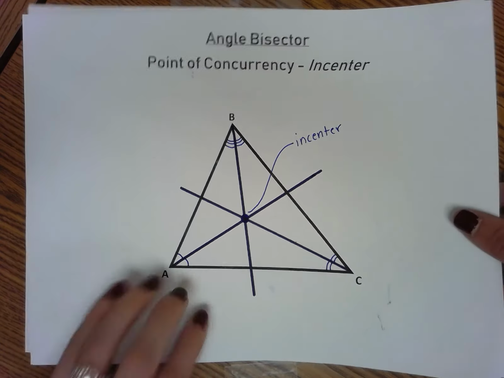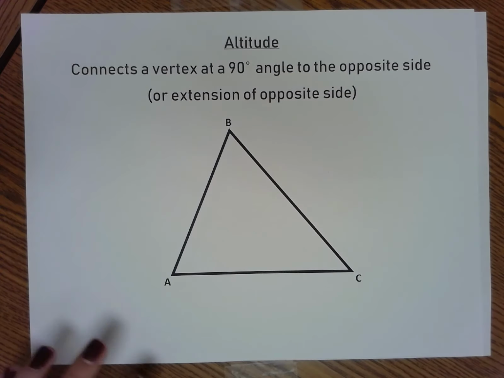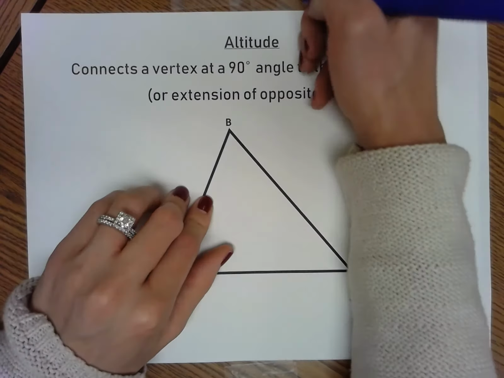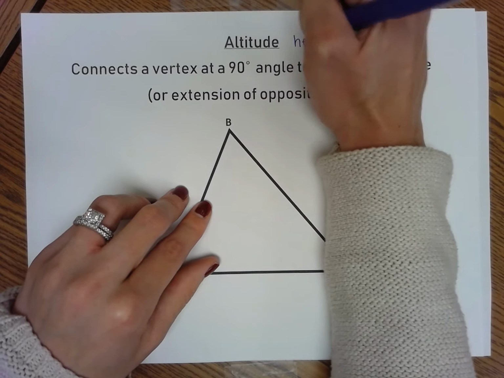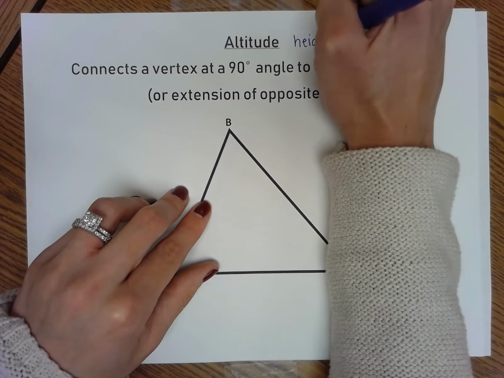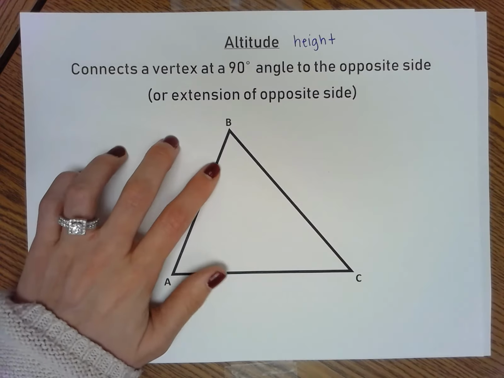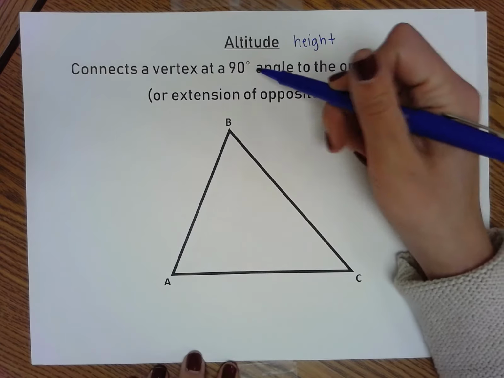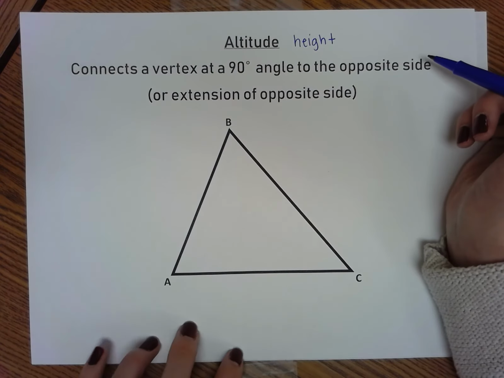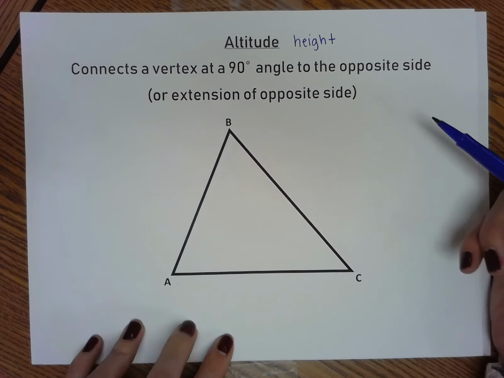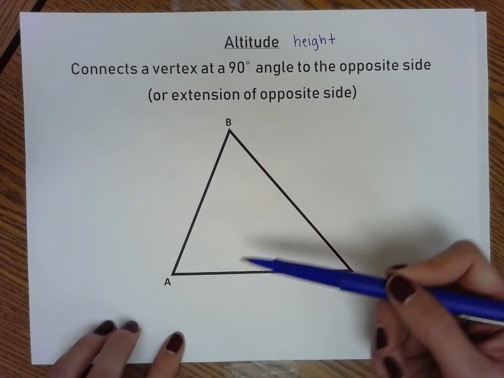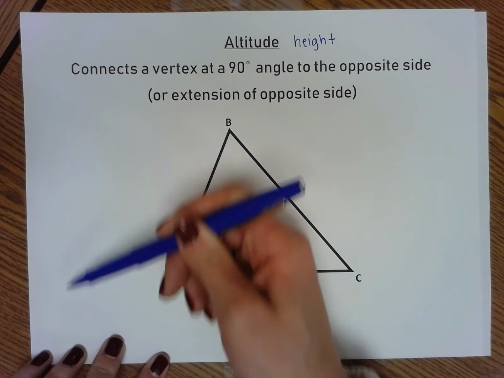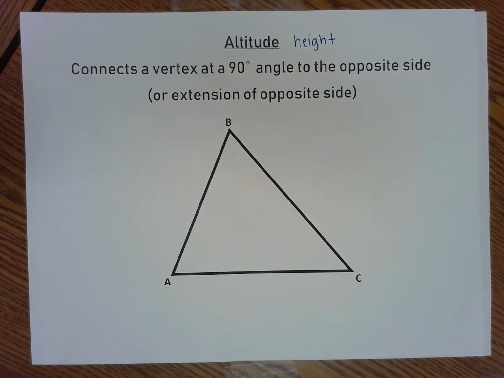Okay? And lastly, let's quickly talk about the altitude. An altitude is another name for the height of the triangle. An altitude connects a vertex at a 90 degree angle to the extension of the opposite side. And I say extension of the opposite side because if it was an obtuse triangle, the altitude would be outside of the triangle. But you can see that when you do examples.